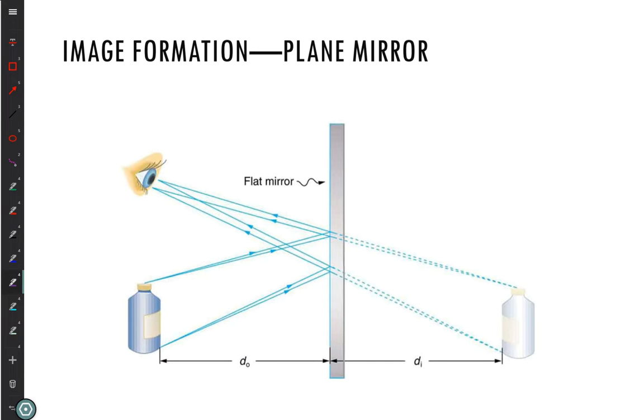So we're going to look at image formation. Now, image formation has everything to do with the rays of light. So if I look at something, in this picture here, we have a bottle. Light from the top of the bottle goes in all directions. There's only 2 directions shown in this picture. Why only 2 directions shown in this picture?